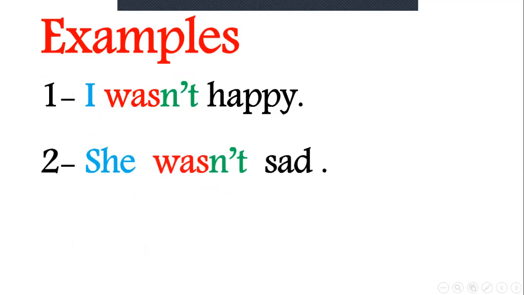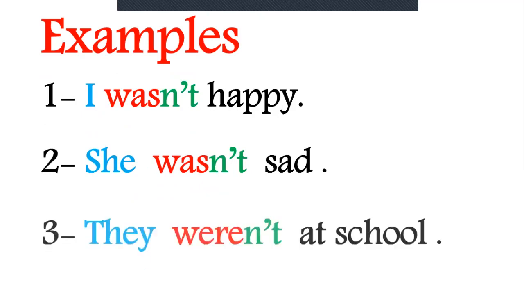But in this example, we say wasn't. Here we add n apostrophe t in green. Look here, n apostrophe t in green. We added it to was to change this sentence from positive to negative.